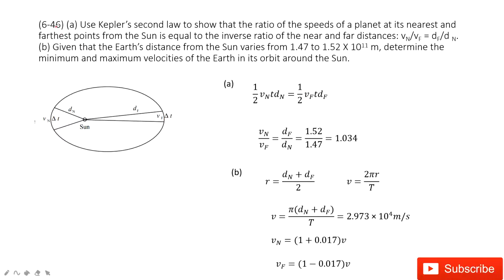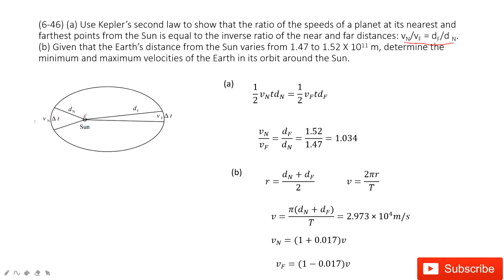Let's look at problem 46 in chapter 6. In this one, this is the last problem in the gravitational force, and it's a little bit difficult. We need to apply Kepler's second law and third law together. First, it asks us to prove this equation.